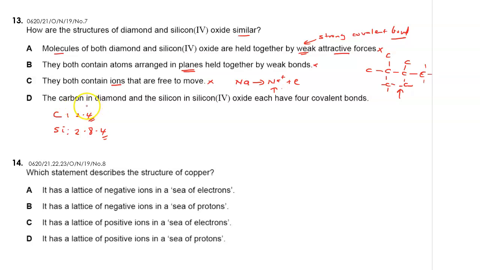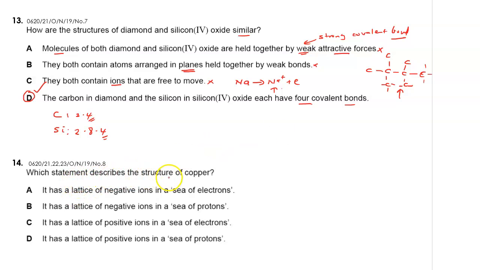The carbon in diamond and the silicon in silicon 4 oxide each have 4 covalent bonds, and as you can see, each has 4 outer electrons, and that is going to form a bond, and that is correct. They will have 4 bonds. That is right.